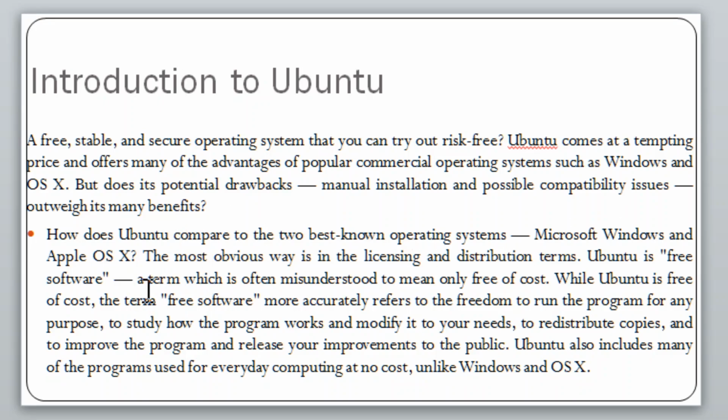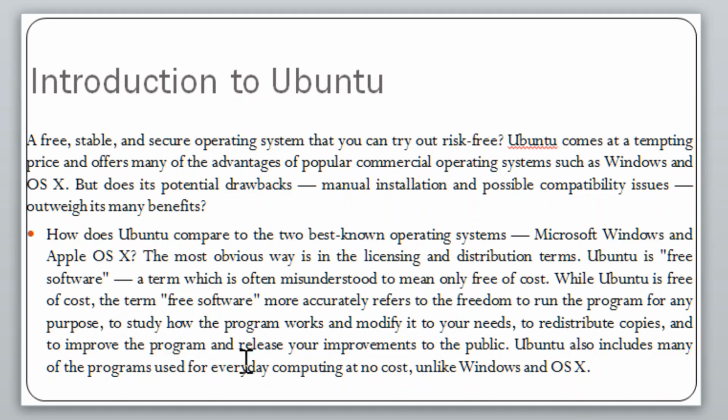To answer this, let's go ahead and look at how Ubuntu compares to the two best-known operating systems, which are Microsoft Windows and Apple OS X. The most obvious way is in the licensing and distribution terms. Ubuntu is free software, a term which is often misunderstood to mean only free of cost. While Ubuntu is free of cost, the term free software more accurately refers to the freedom to run the program for any purpose, to study how the program works, and to modify it to your needs, to redistribute copies, and to improve the program and release your improvements to the public.